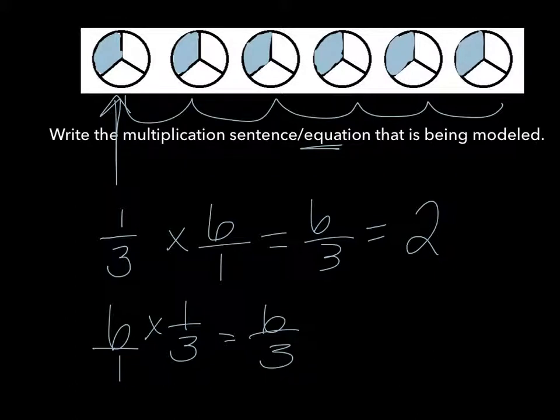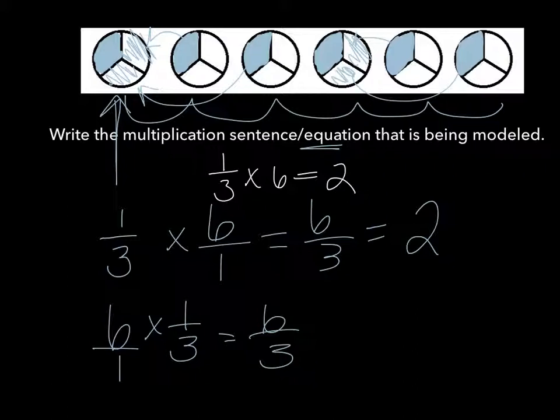So in order to write an equation, I want to write 1/3 times 6 equals 2. And I can see this on the model because I could combine pieces. So if I moved this one over here and took this one and moved it over here, this would fill up a whole. And then I could also move these two pieces over, and that would fill up two whole circles.